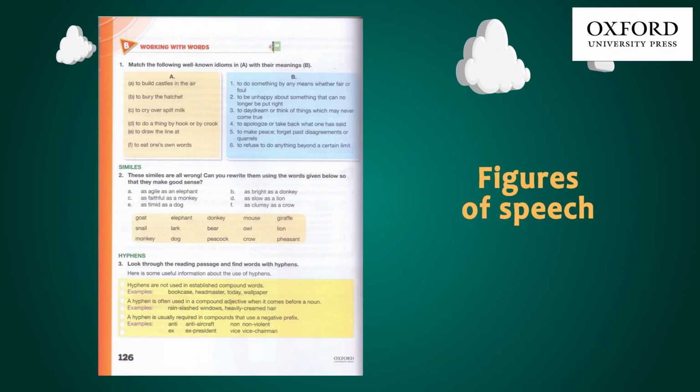Here's another scan from the book where the students have to match the following well-known idioms in column A with their meanings in B. And there is another exercise where all the similes are written incorrectly and the students have to rewrite them using the words given in the box below.